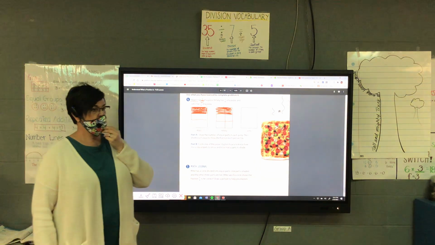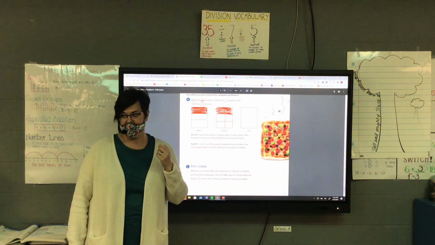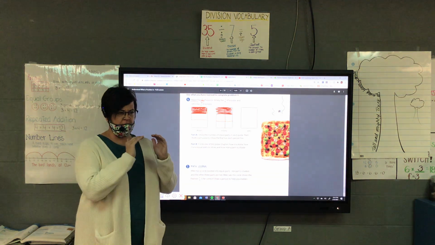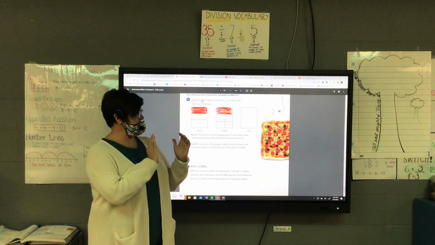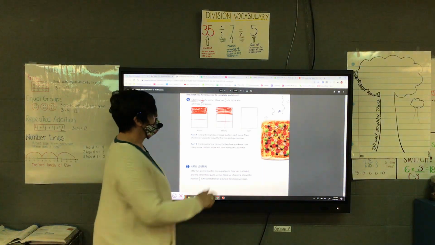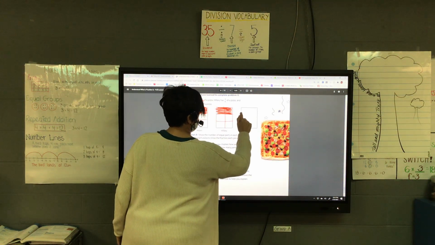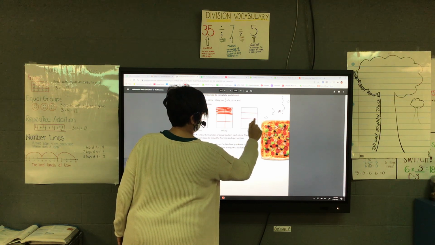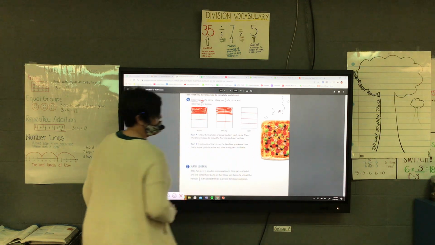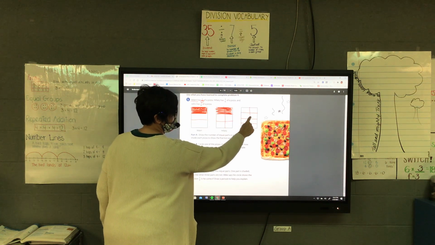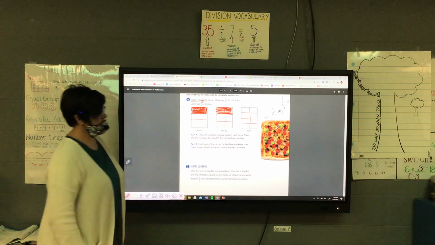John has 3/8 of a pizza. Friends, how many equal parts does his pizza need to be split into? 8. So let's split it in 4 equal parts here, and then we'll split it right down the middle. That's the easiest one.